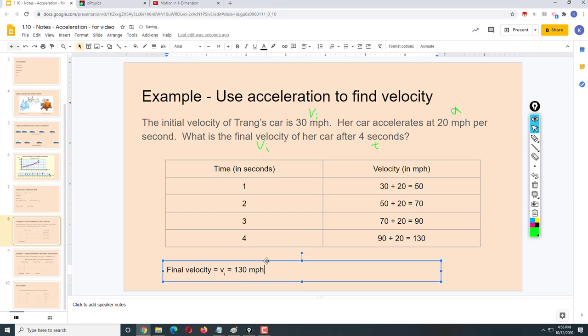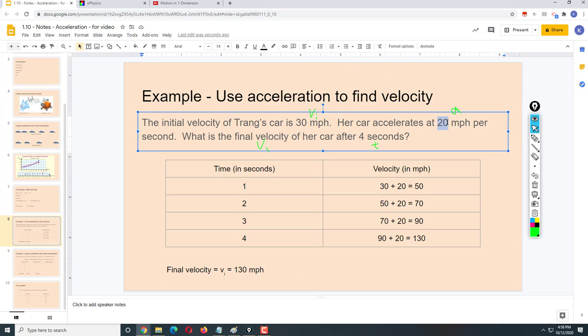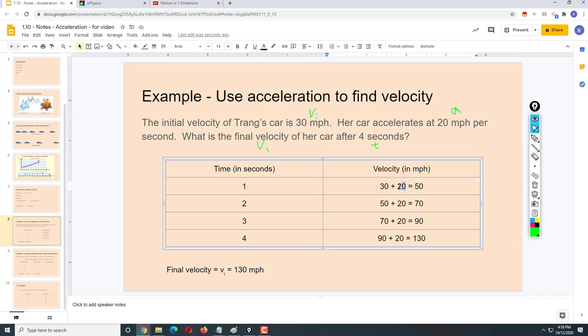So probably not realistic. The car probably won't speed up that much. But we know that the initial velocity is here. The acceleration is how much the velocity changes every second. Okay.